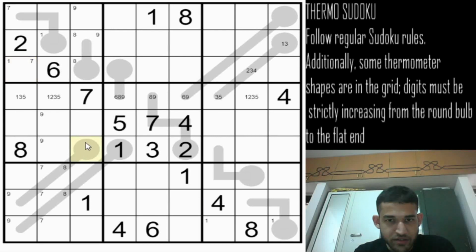Now if we look at this thermometer, it cannot be 1, 2, 3, 7 and 8. It can only be 4, 5, 6. It cannot be a 9. So this will be a 4, 5 or 6. And this should be 5, 6, 7 and 8, because the minimum value is 4 here, so this will be 5. And this should be 6, 7, 8 and 9. 8 is here, so this should be a 6, 7 and 9.